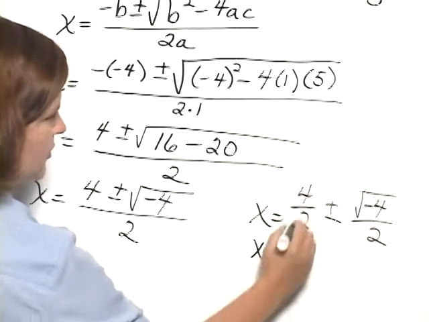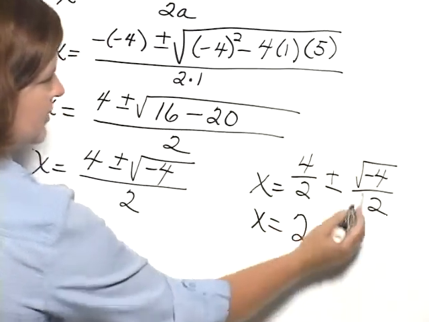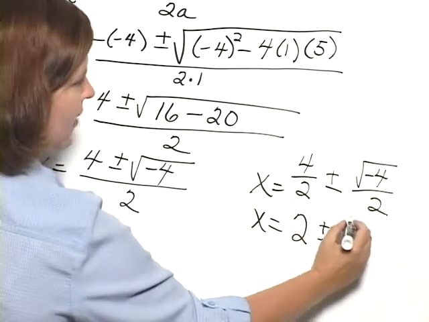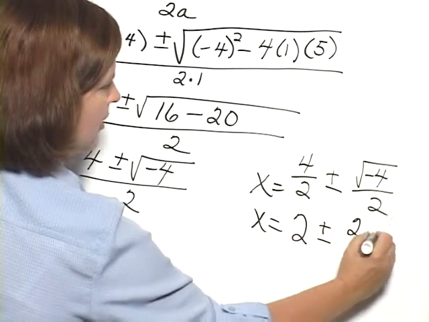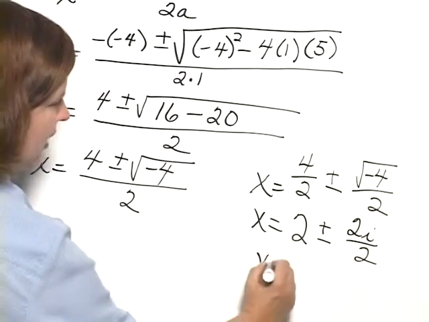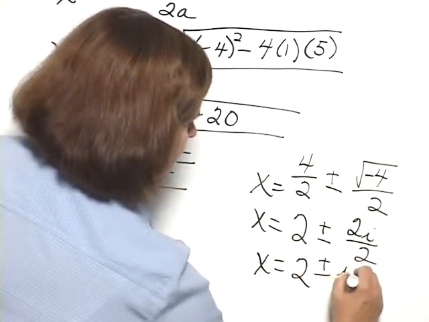Then x equals 4 divided by 2 is 2, plus or minus, and the square root of negative 4 we can write as 2i. That's the square root of negative 1 times the square root of 4, which is 2i, over 2. 2i divided by 2 would be i, so we would have x equals 2 plus or minus i.